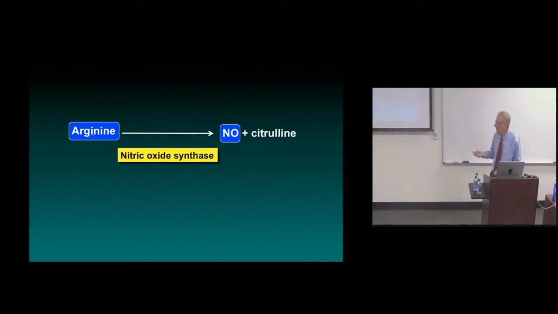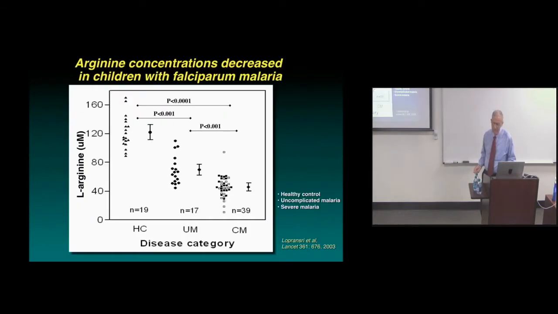This is a reaction. So arginine is a simple amino acid. We all have it in our bodies. We get it with our diets, etc. The enzyme nitric oxide synthase converts arginine to nitric oxide and citrulline. And the story is much more complicated than it seems, and I'll explain that.